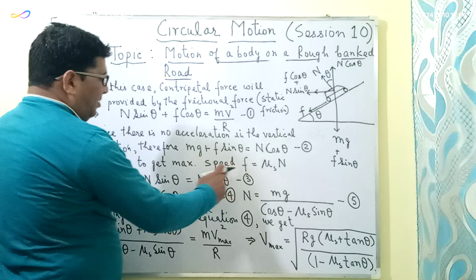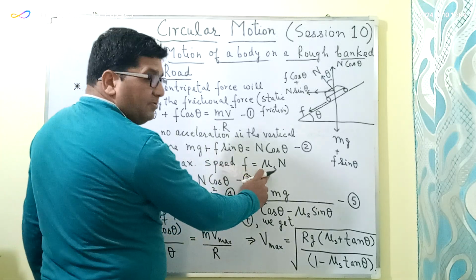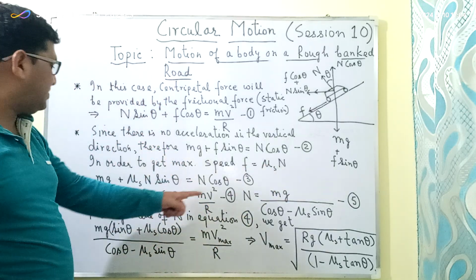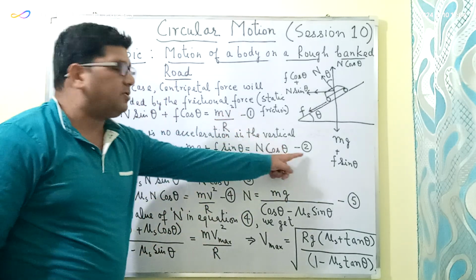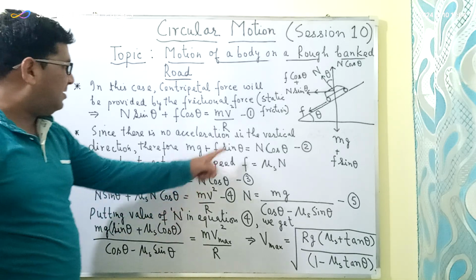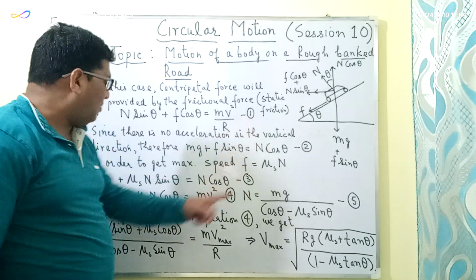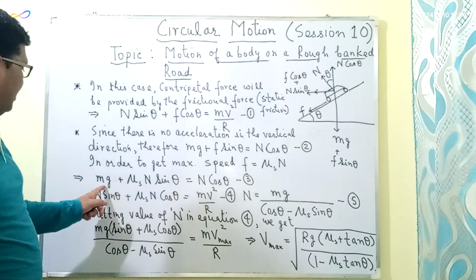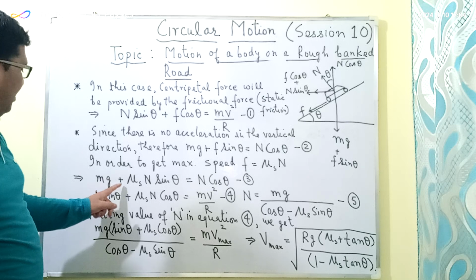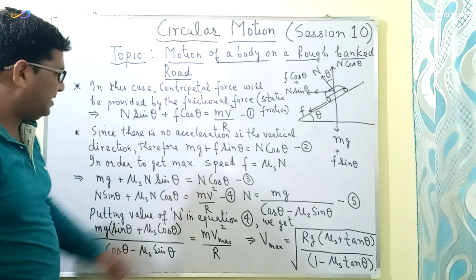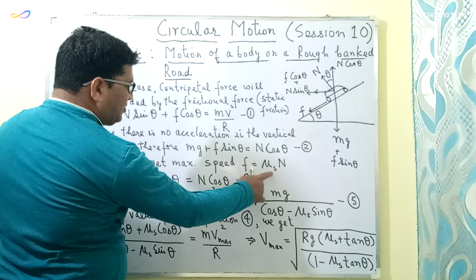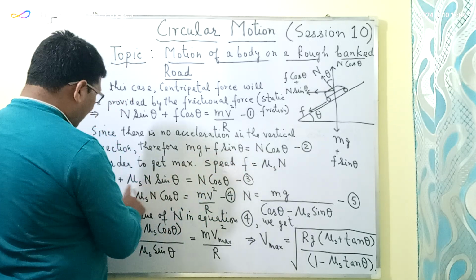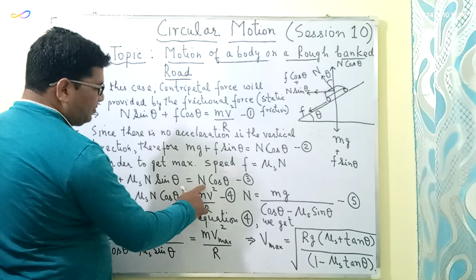So, in order to get the maximum speed, f will be equal to mu s into N. I have substituted this value in equations number 1 and 2, and I have got equations number 3 and 4. Equation number 3 is mg plus mu s N sin theta is equal to N cos theta, obtained by substituting f equal to mu s N.